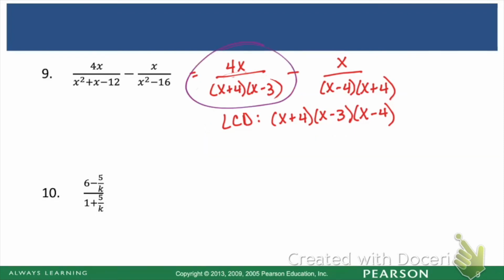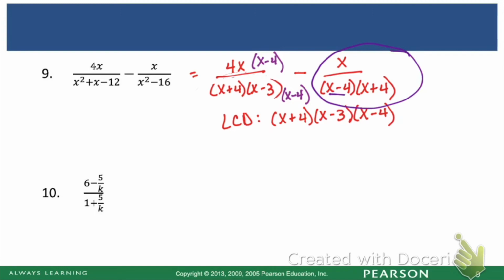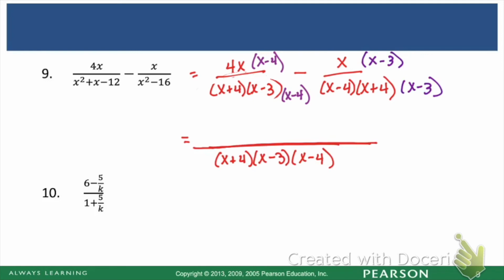Okay, let's start with this first fraction. I already have the x plus 4 and the x minus 3, but I don't have the x minus 4. So I need to multiply top and bottom by x minus 4. Now I look at my second fraction, my second denominator. I already have the x minus 4. I already have the x plus 4, but I'm missing the x minus 3. So I'm going to multiply x minus 3 top and bottom. Okay, so I have my common denominator. Both denominators are the same. Now I just have to worry about the numerators.